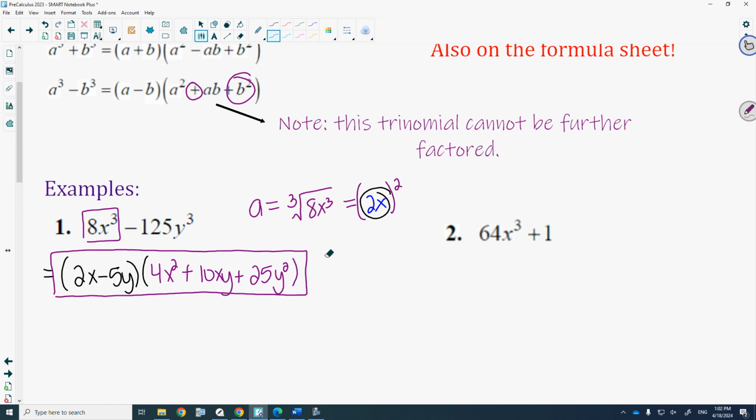Okay, let's do this one. So two terms, they're being added together. This is a perfect cube and one is actually a perfect cube. So again, what you need to do is identify what A is and identify what B is. So A is going to be the cube root of this first term.